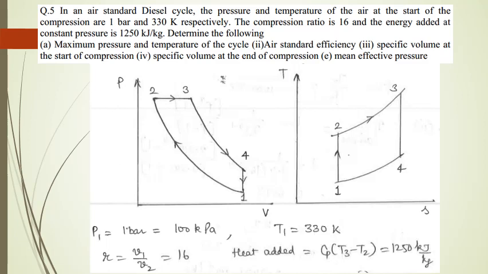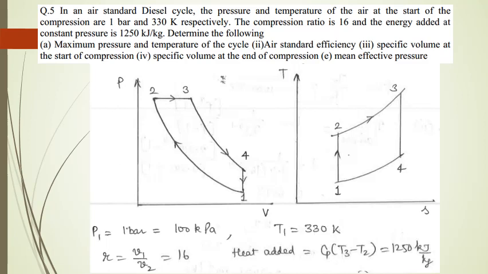Now the PV and TS diagram for the cycle has been drawn. 1 to 2 process: reversible adiabatic compression, 2 to 3 is heat addition at constant pressure, 3 to 4 is reversible adiabatic expansion, and 4 to 1 is heat rejection at constant volume.